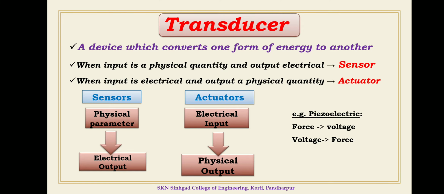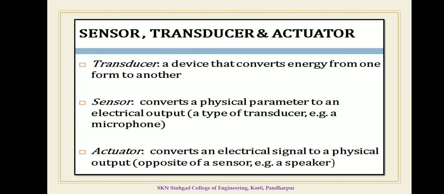The next point, definition of sensor, transducer and actuator. Transducer is a device that converts energy from one form to another form. Sensors convert a physical parameter to an electric output, a type of transducer, for example microphone. Actuators convert an electric signal into physical output, for example speaker.